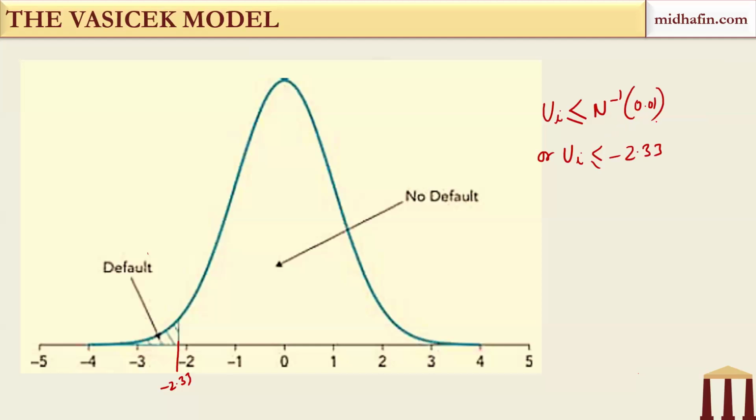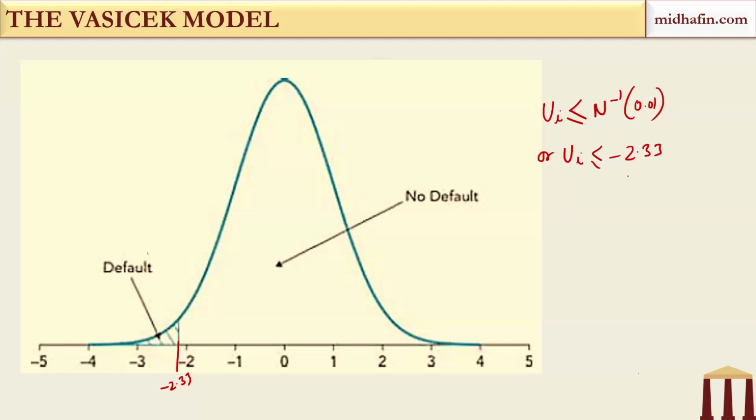Why this N inverse 0.01, guys? Because the Basel Committee, and in fact, most of the industry practices, they have established this 99.9%. And this 0.01, in fact, we'll come to 99.9% later on. Let's start with first 0.01 only. I'll come to 99.9% also.